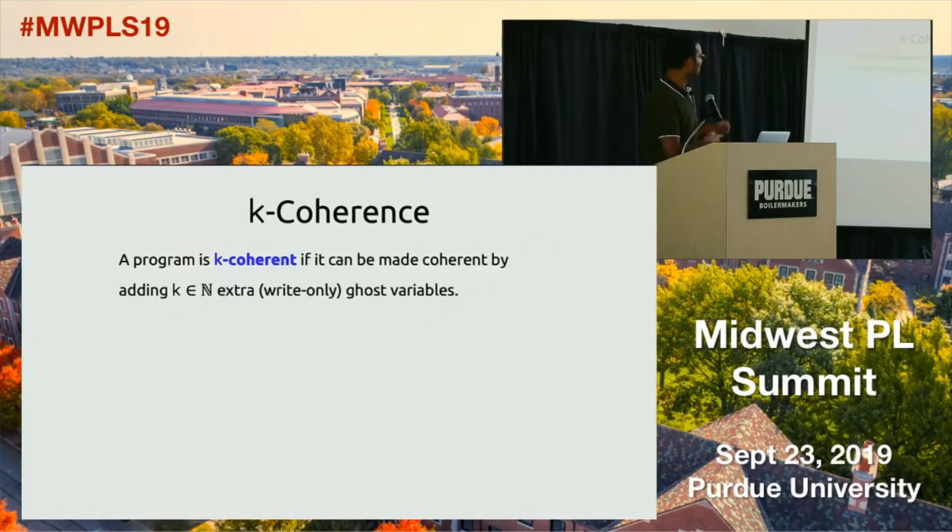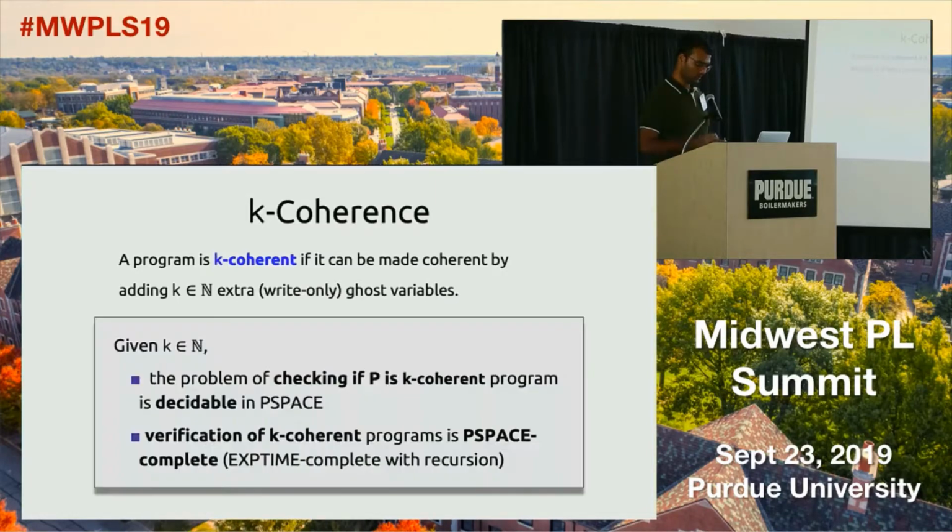So that's the next set of results in the paper. We say that a program is k-coherent if it can be made coherent by adding k new variables, and assignments to these variables. So again, checking if a program is k-coherent for a fixed k is decidable in p-space, and further verification of these programs is p-space complete.